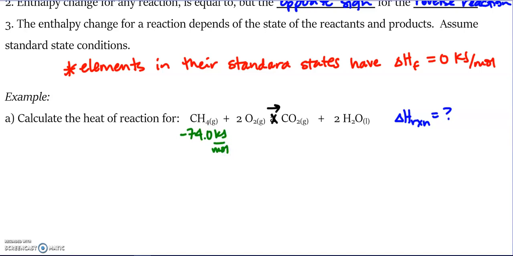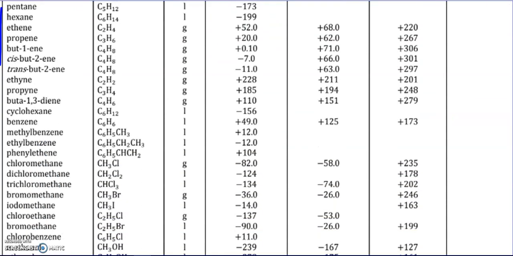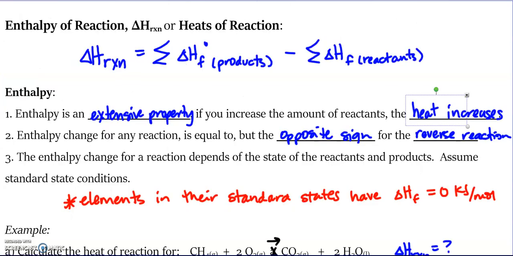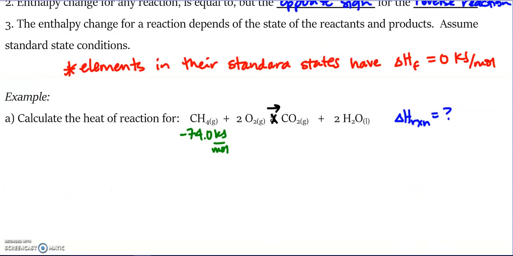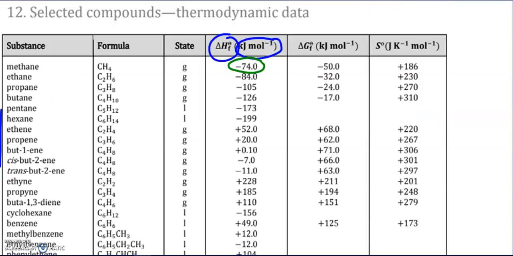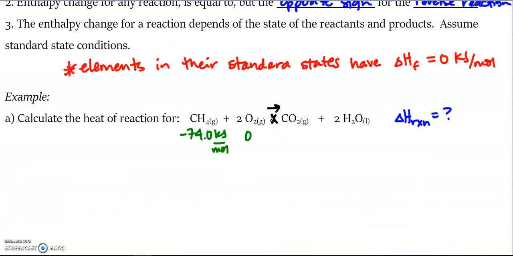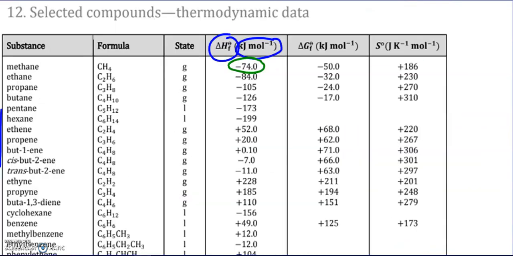All right, O2, if I look at this table, the O2 is not on here. And that's because it is an element in its standard state, which would be a gas, just like we talked about in the previous part. So that's 0. All right, if I look up CO2 as a gas, way down here on the bottom, CO2 gas is -393.5 kilojoules per mole.